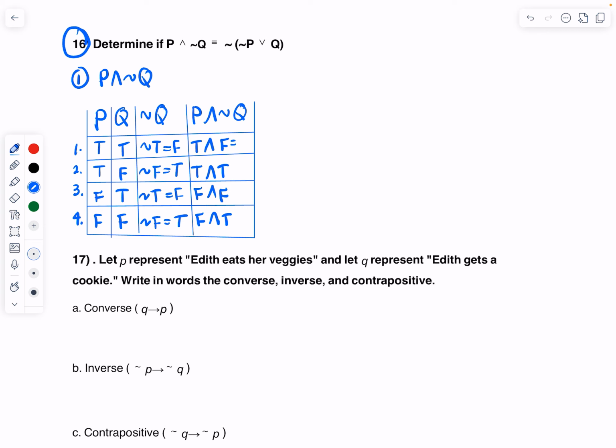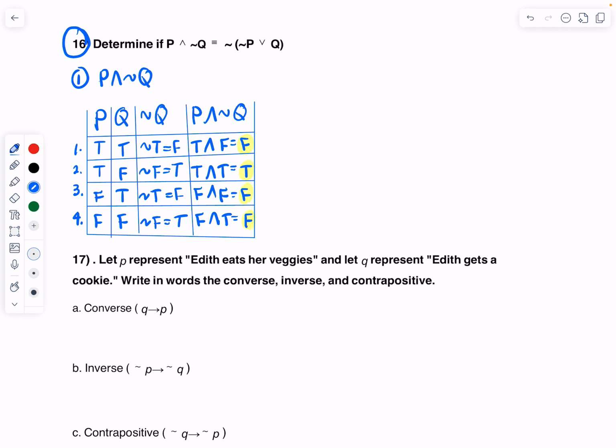Now it's an and. Remember, the only time and is true is when both are true, which happens in line 2. Otherwise, it's false. So true and false in line 1 equals false. In line 3, false and false is false. And in line 4, false and true is false. So my truth table values are going to be false, true, false, false.